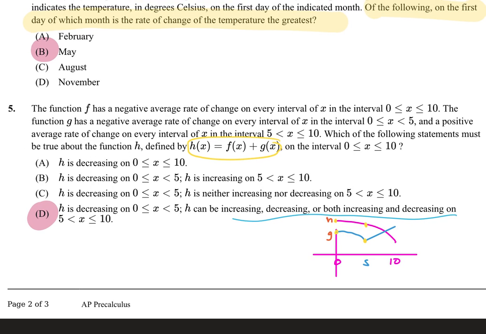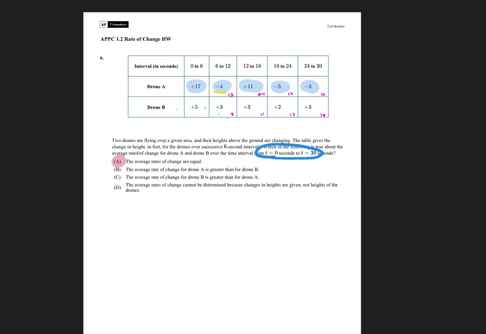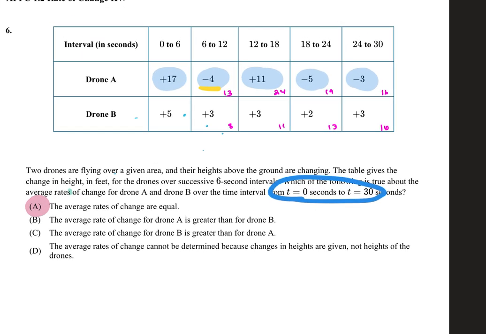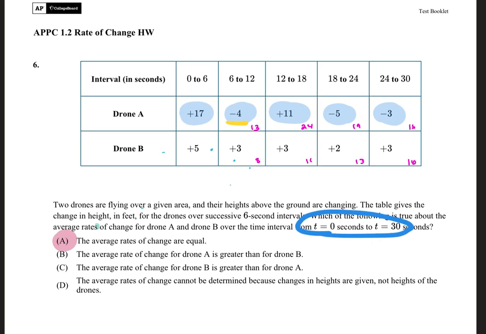To me, this is a tricky question at this point. Like, if you got it wrong, don't freak out. I remember this question from this part of the year last year because they hated this question because it's tricky. Okay, it basically is talking about your rate of change from drone A to drone B.